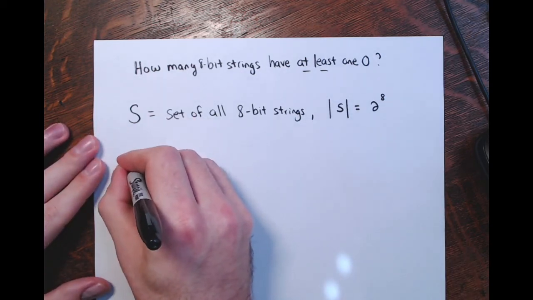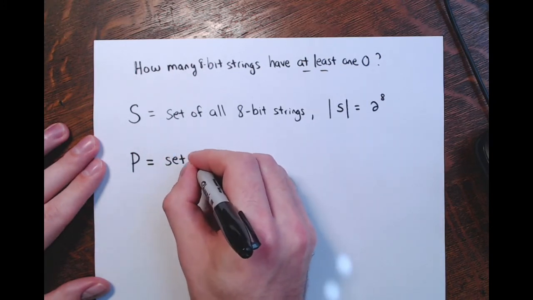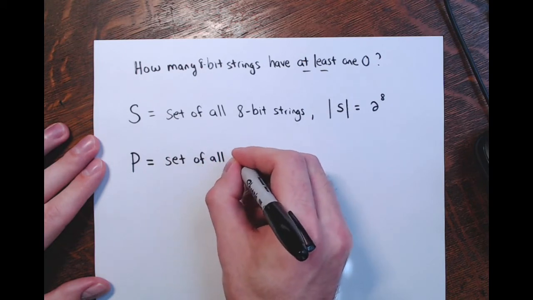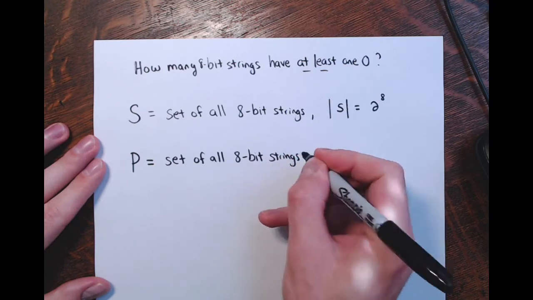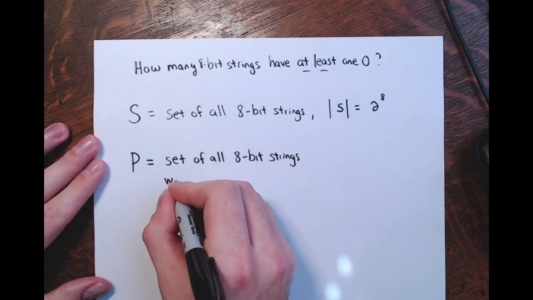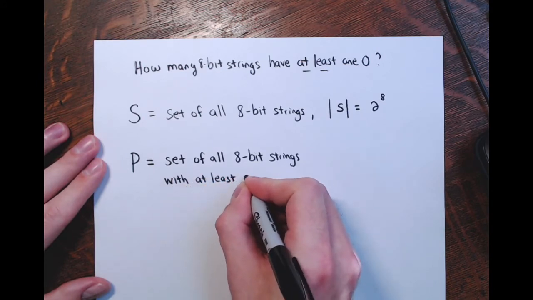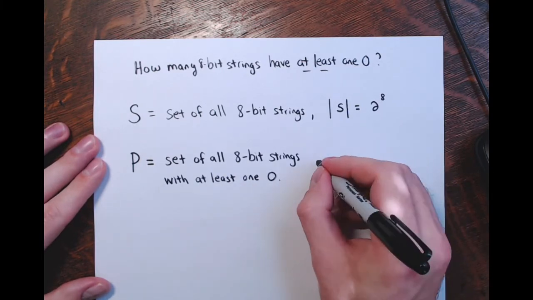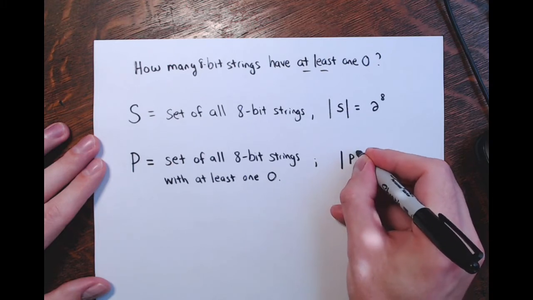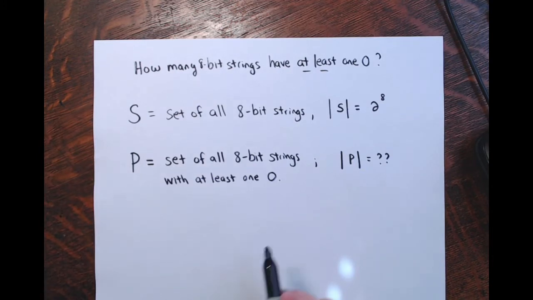Now let's say P is the set of elements with the property we want. This is the set of all 8-bit strings with at least 1 zero in it. And we want the cardinality of P. This is what we're asked to find: how many of these are there? So the cardinality of this set is unknown at the moment.